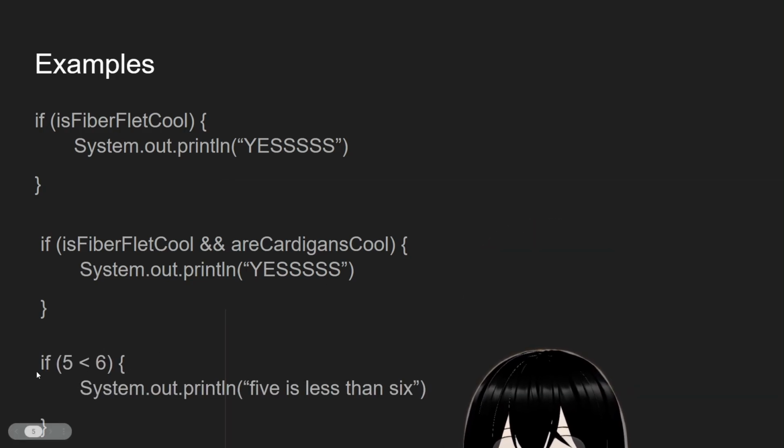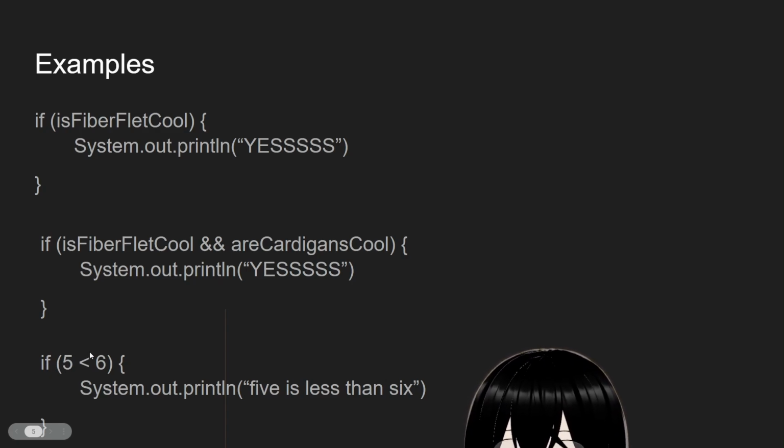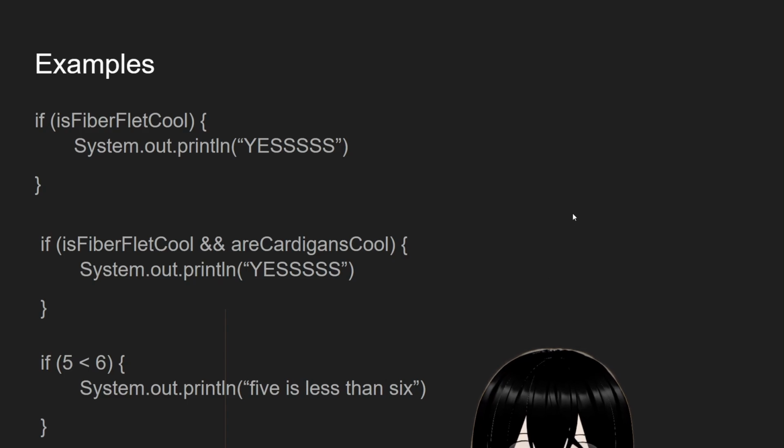And finally, I'm showing a comparison of numbers right here. Numbers can also go right in if statements. That's honestly, for the most part, what if statements are used for in Java, is with numbers. So for instance, in this one, we have if 5 is less than 6, then system print out 5 is less than 6. In this case, 5 is less than 6, so this would be true. And that means this code would execute and it would print out 5 is less than 6.